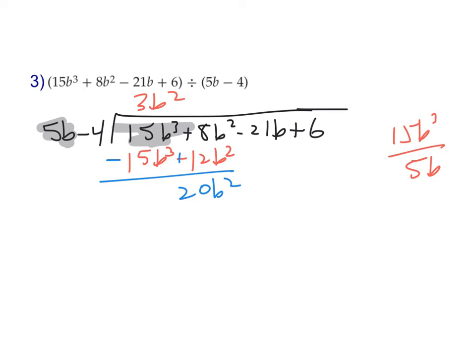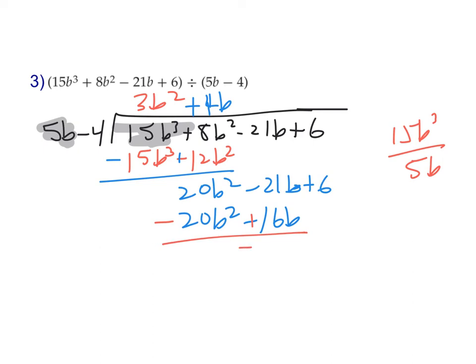So, take a look here. This is where you want to bring everything else down. Don't just bring the negative 21b down. Bring all of it down. So you've got to subtract. You multiply it and then you subtract. Don't forget to subtract.